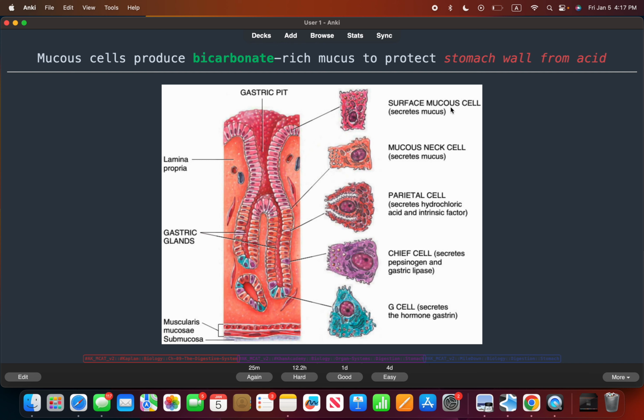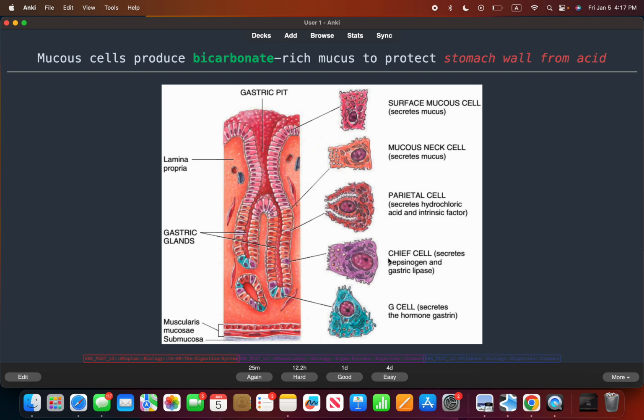So we have surface mucus cells. They secrete mucus. We have mucus neck cells. They are lower in the gastric pit. This is called the lamina propria. These are gastric glands. We have parietal cells. If you remember, they secrete HCl, hydrochloric acid, and intrinsic factor.